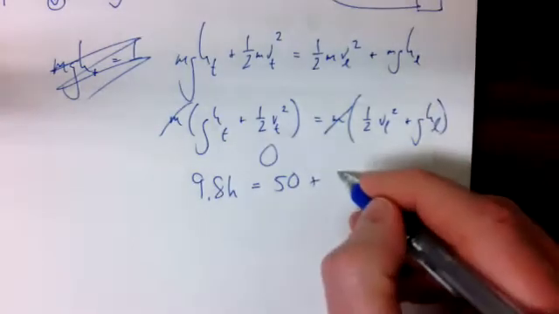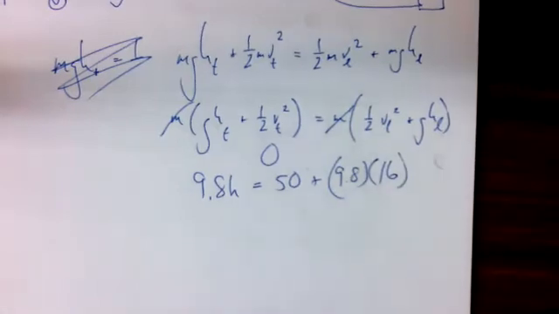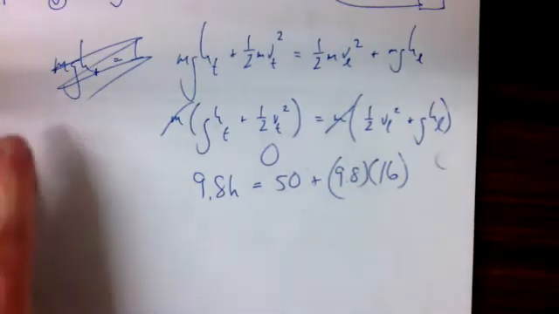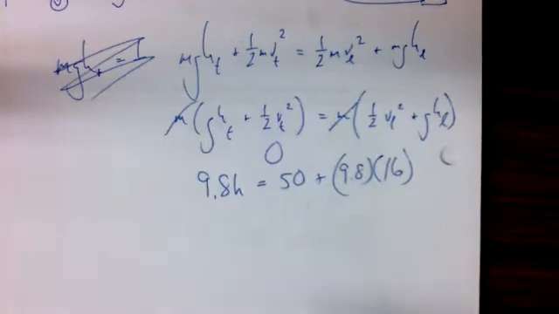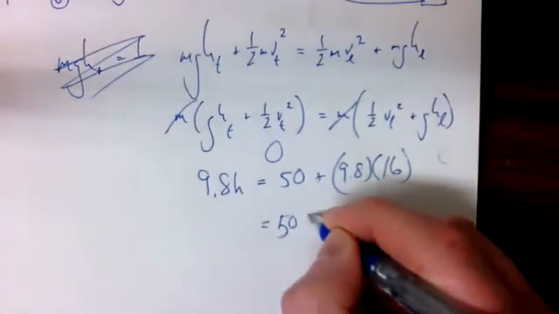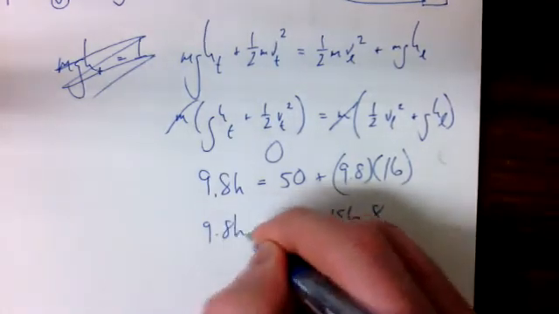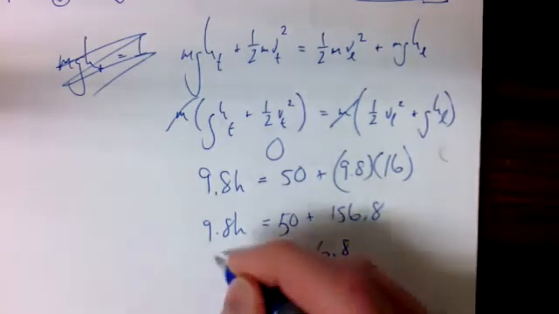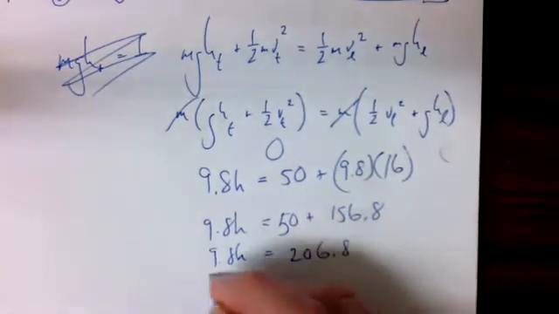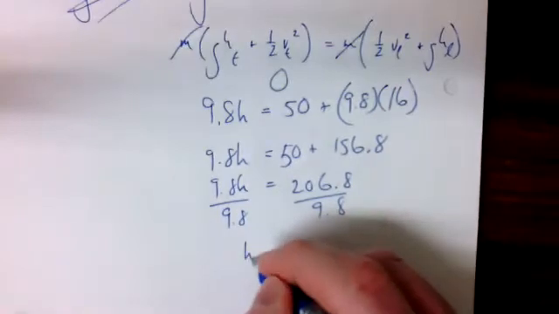Plus, and then it's 9.8, and the height there is 16. 9.8 times 16 is 156.8. So that's 50 plus 156.8 equals 9.8 H. So this is going to be 206.8. I'm going to divide both sides by 9.8, just solving for H.